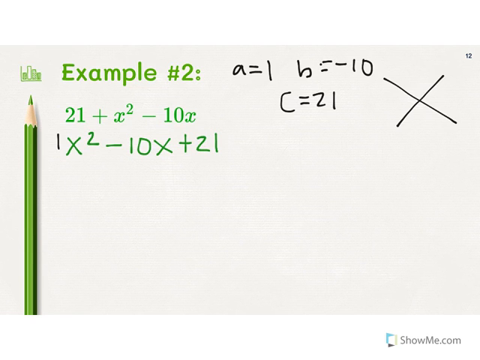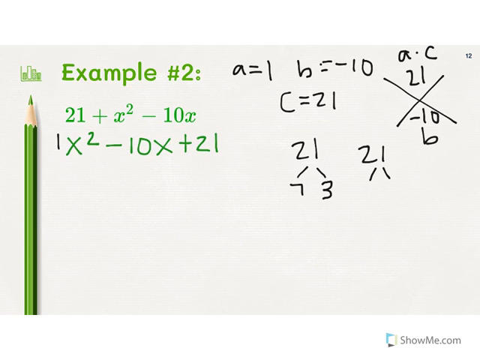Okay, so now we're going to multiply A times C, because that's always what goes up here, and then our B value is down here. A times C, 21 times 1, 21, and then our B value is that negative 10. So I'm trying to figure out what two numbers, when multiplied, get you 21, but then add to negative 10. So that's the tricky part. So I'm just going to write out some values. So 21, we have 7 and 3. So 7 times 3 is 21, but 7 plus 3 is a positive 10. So how can we get a negative 10?